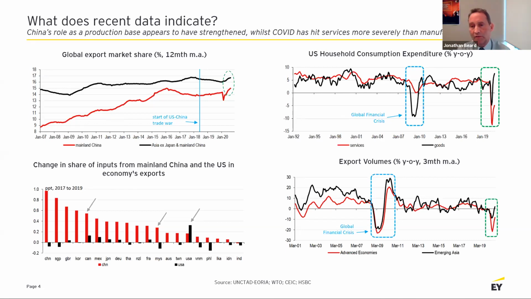It's likely to be a recovery in services, and therefore you're likely to see the uptick in those economies, say in Europe and the US, that have been most heavily hit because of depressing growth in their service sectors. The same can be seen in export volumes. If you look at advanced economies and emerging Asia, these two lines here, both of them saw a dramatic decrease in export volumes during the global financial crisis. We have a very different picture during the COVID-19 crisis, with advanced economies seeing a dramatic fall in exports, emerging Asia less so.